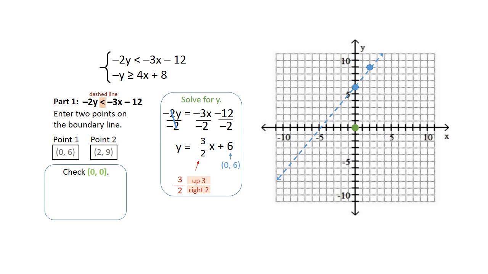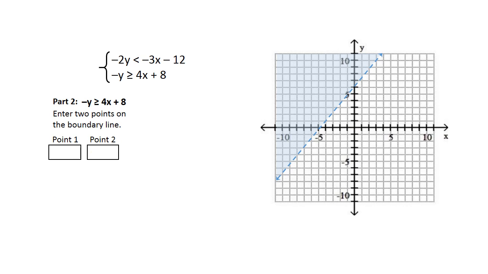Take the original inequality, that -2y is less than -3x minus 12. Plug that 0, 0 in, so just put the zeros in for x and y, and simplify it. You get 0 is less than -12. Well, that's not true, that's false. So going back over to the graph, since that point's false, that whole side is false. So we're going to shade the other side. That's the first line. Now let's do the second line.